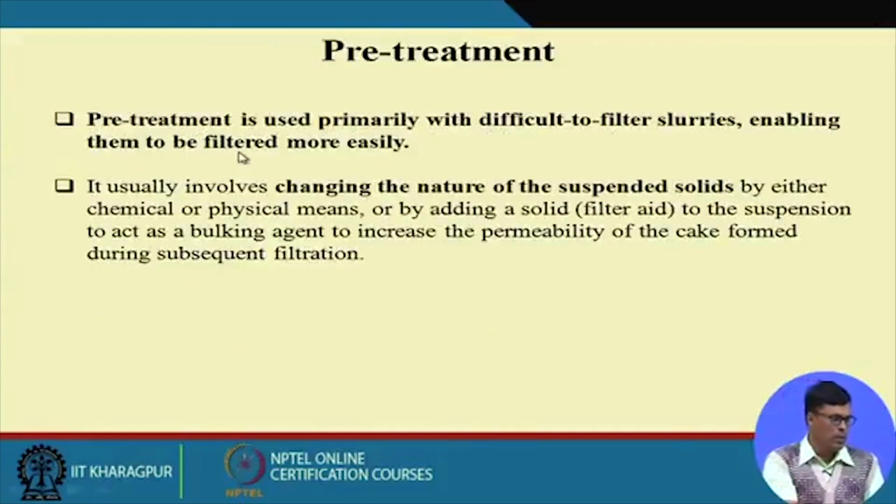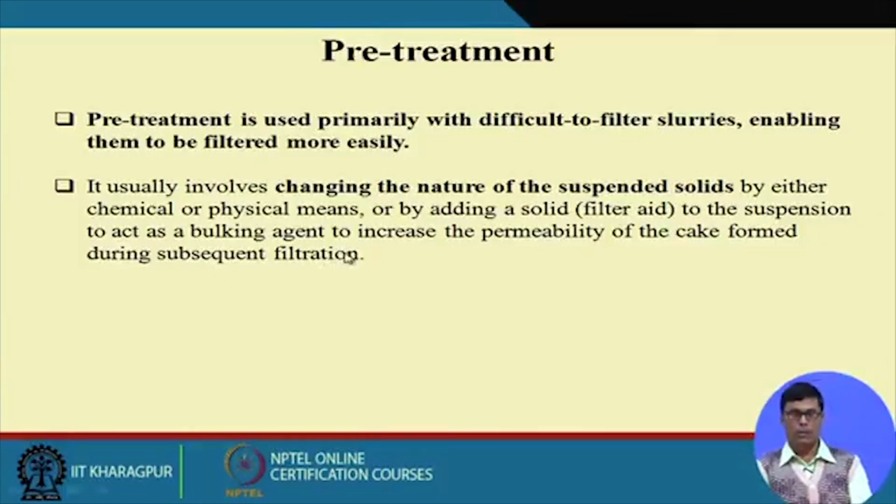Let us talk a little bit about pre-treatment. It is used primarily for difficult-to-filter slurries, to enable them to filter more easily. It usually involves changing the nature of the suspended solid by chemical or physical means, or by adding a filter aid to the suspension to act as a bulking agent to increase the permeability of the cake forming during the subsequent filtration.